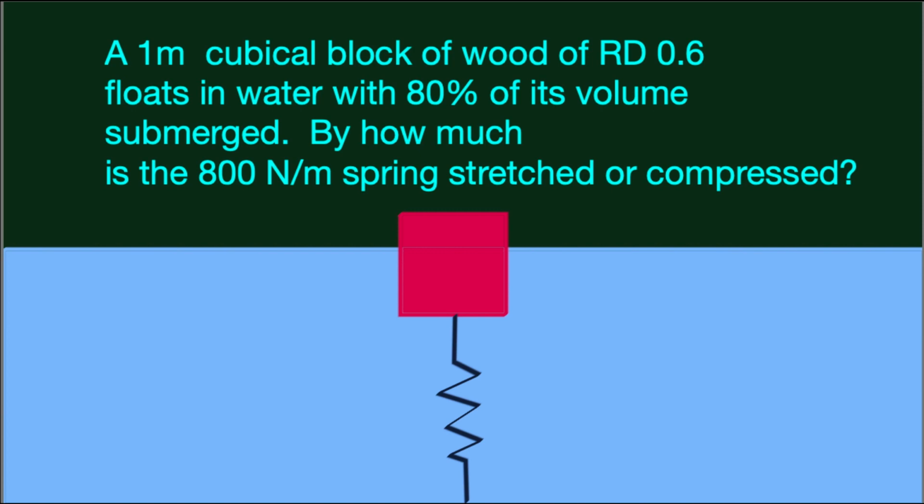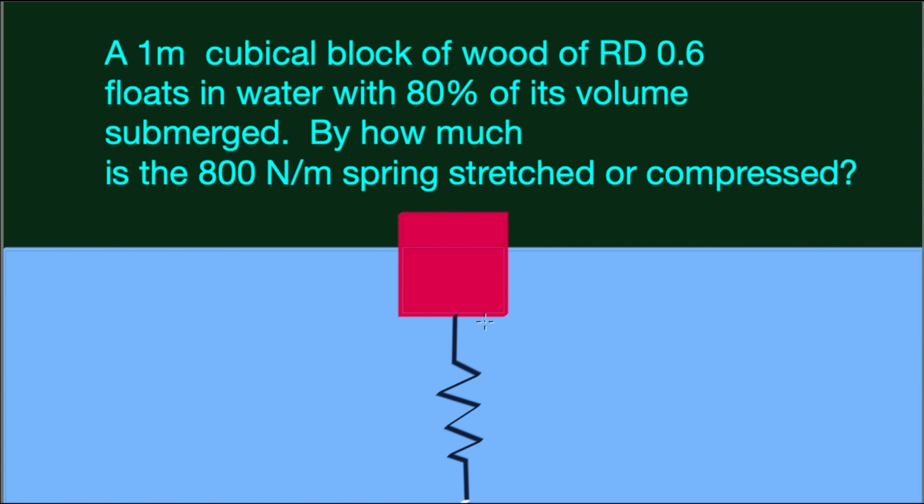40% outside. But this block is attached to a spring, and the spring is attached to the ground here, and we are told that it's 80% submerged. That means it has been pulled down. Now, a compressed spring pushes, a stretched spring pulls. So right away we know the spring is stretched.